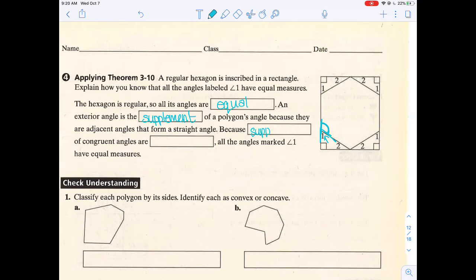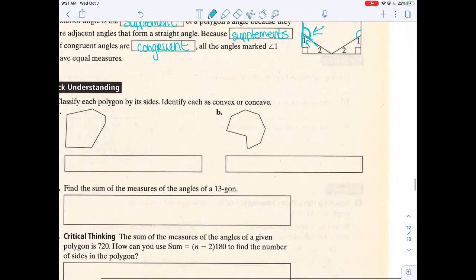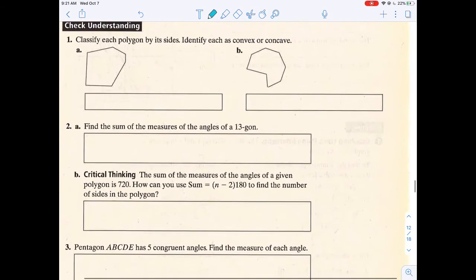Because supplements of congruent angles are congruent, right? All these angles are the same. So if angle 1 is the supplement to this angle down here, it's also the same supplement here. All the angles marked 1 have equal measure. Okay, then we've got some check for understanding problems for you to try out.